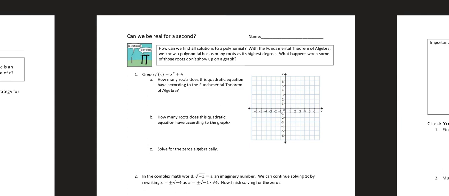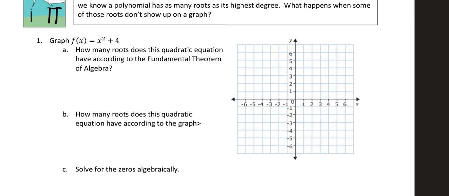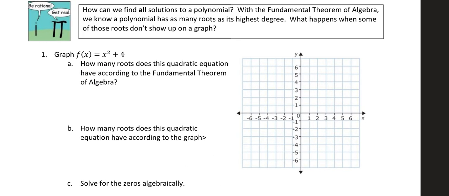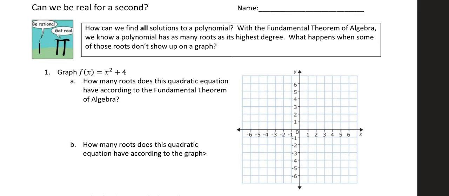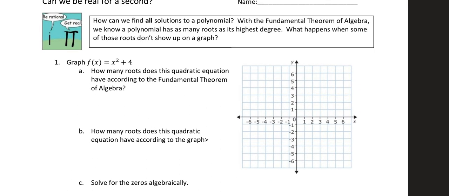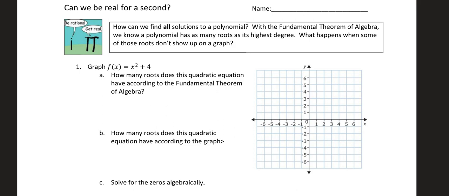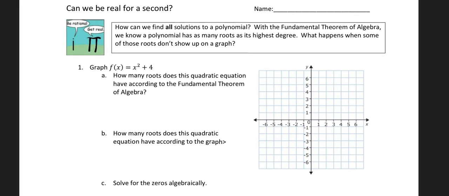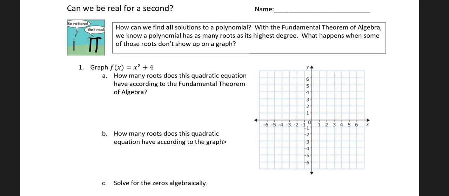Happy Friday. You guys are going to be following along in your notes with me as we work through these next two pages. So, go to the page that says, "Can we be real for a second?" It says, "How can we find all solutions to a polynomial? With the fundamental theorem of algebra, we know a polynomial has as many roots as its highest degree. What happens when some of those roots don't show up on a graph?"